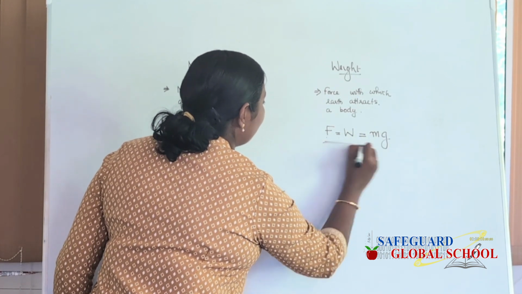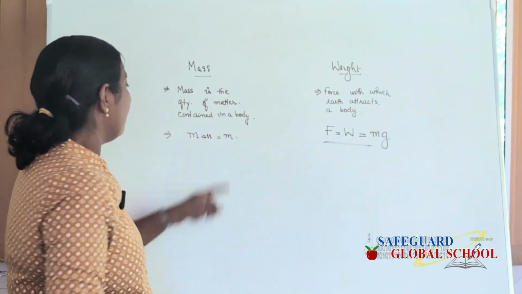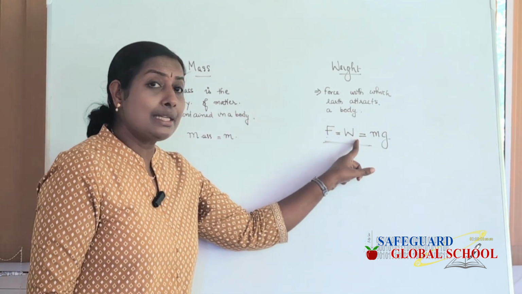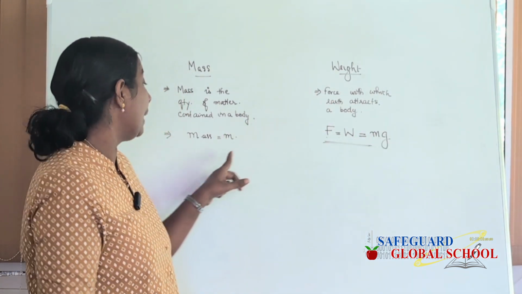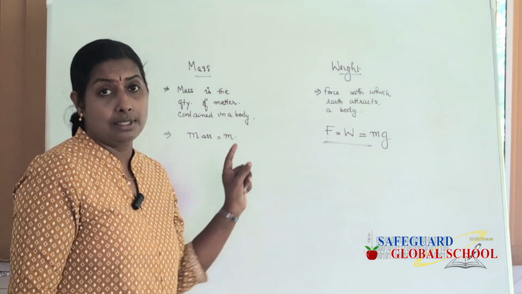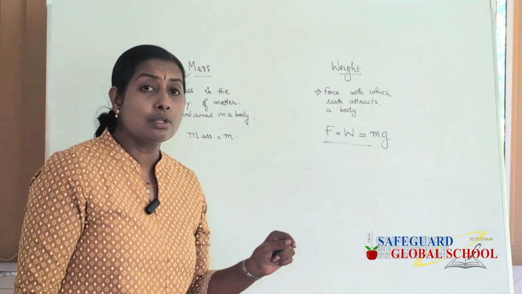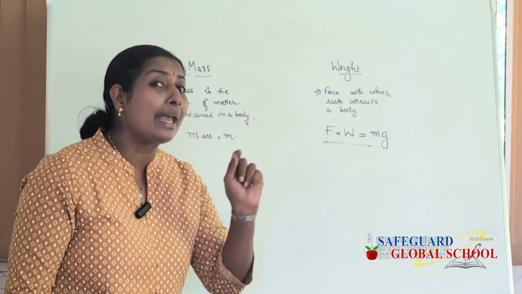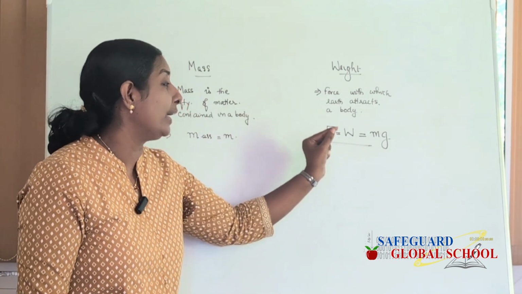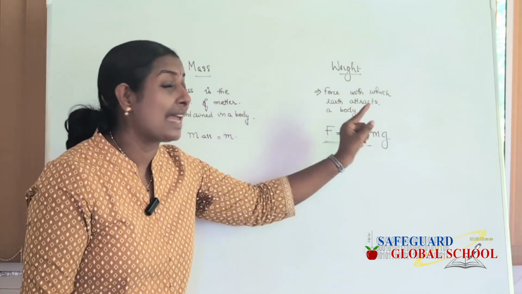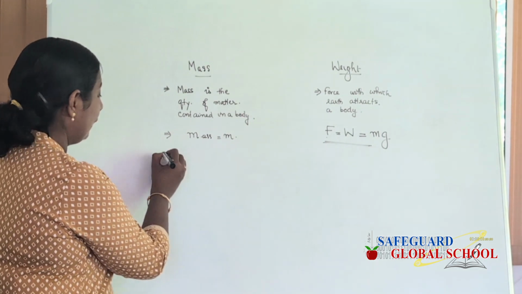So look, what is the difference between mass and weight? Mass is m and weight is m into g. For example, a 10 kilogram mass is given to you. What is its weight, children? It is 10 into 9.8, that is 98 Newton.